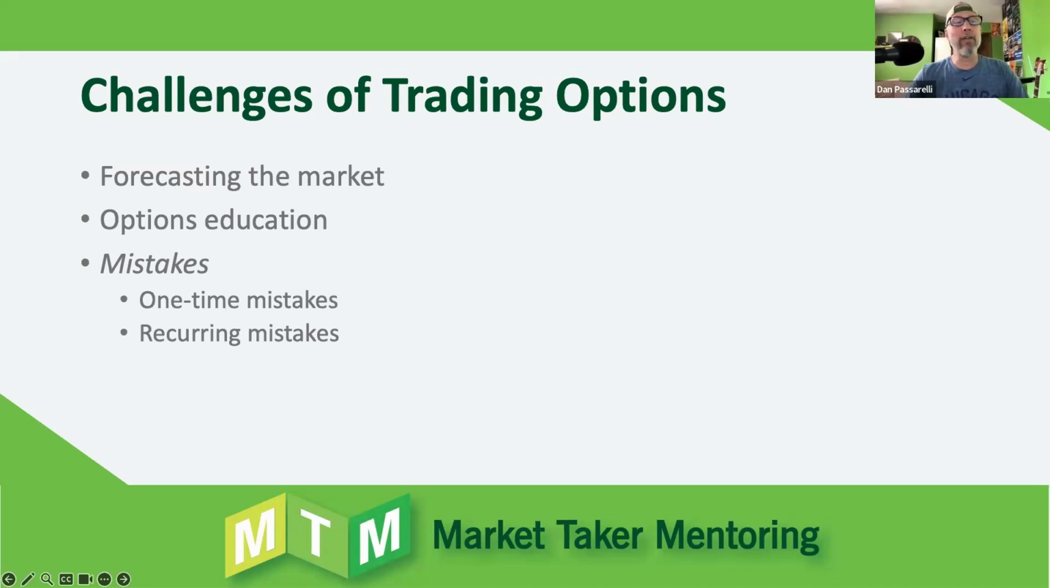But even with the best forecasting techniques, the best skill at being able to play the statistical game and take money out of the market, with all the options education in the world, we're still going to make mistakes from time to time, aren't we? And when I say time to time, sometimes they are just a one-time mistake. Like, oh, hit send. Whoops. Shoot, that was supposed to be a sell, not a buy. Oh, how many times have you done that?